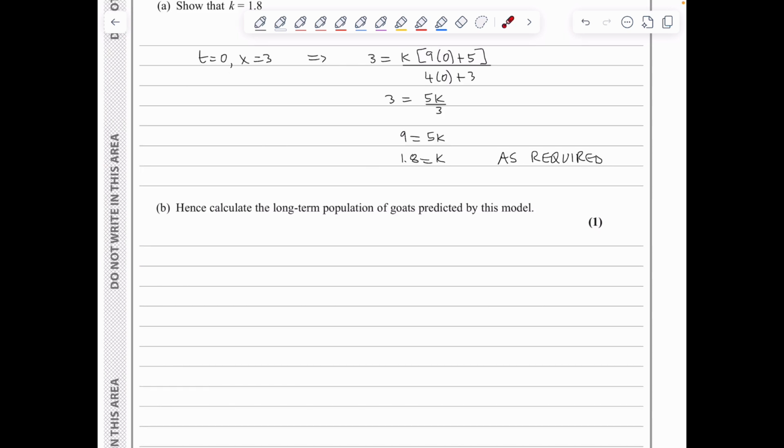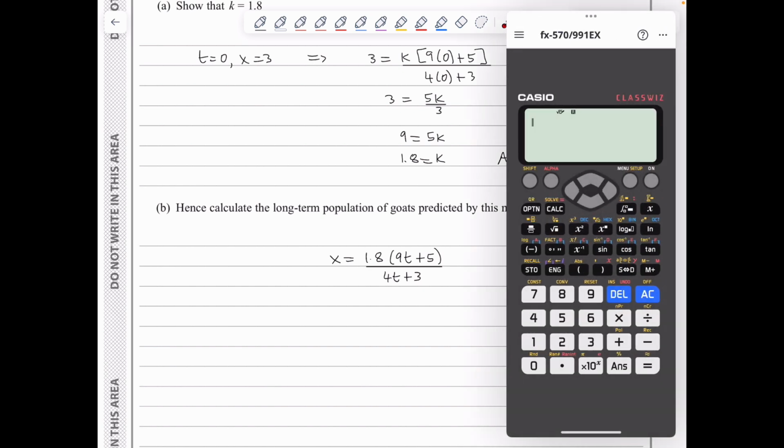We're then asked to calculate the long-term population of goats predicted by this model. So this is the equation of the model here after we have found k to be 1.8, and what we need to do is consider the value of x as t gets larger and larger. So what I can do is go on my calculator, put a very big number on my answer key, and then simply do 1.8 times 9 Ans plus 5 over the 4 Ans plus 3.